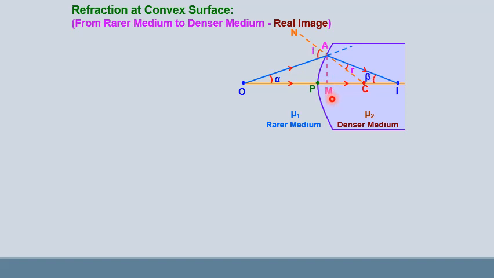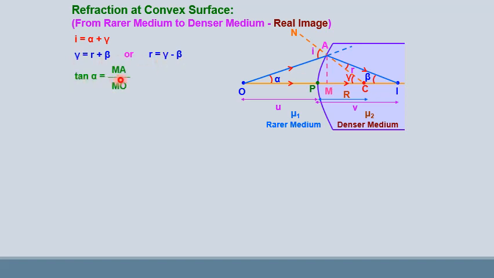In this diagram, we can see the following angles: angle i, angle r, angle alpha, angle beta and angle gamma. The distance between P and C is R, the distance between P and O is u, and the distance between P and I is v. Now from this diagram, from geometry, we can see that i is equal to alpha plus gamma, gamma is equal to r plus beta, or r is equal to gamma minus beta.